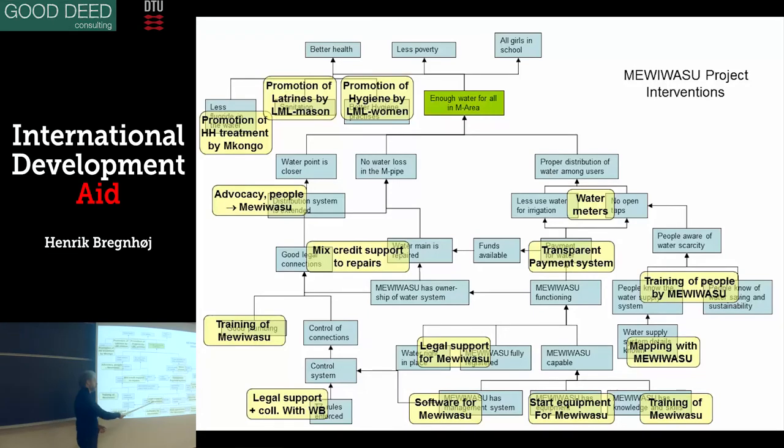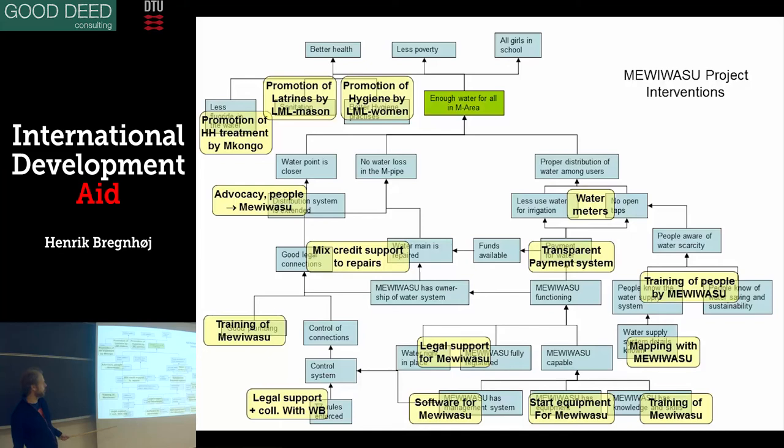For example, we wanted to give some legal support for the organization that did not have the rights. We had an organization that was managing the system, but they didn't have the legal rights. So we wanted to support them legally here. They didn't know the system very well, so we helped them to do some mapping of the water supply system. We bought some start equipment. We did some training of them.